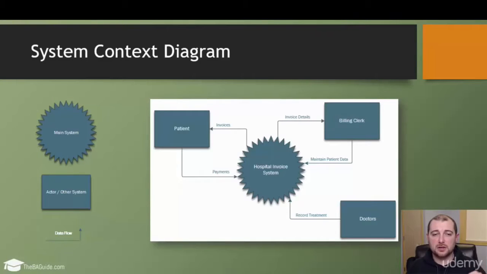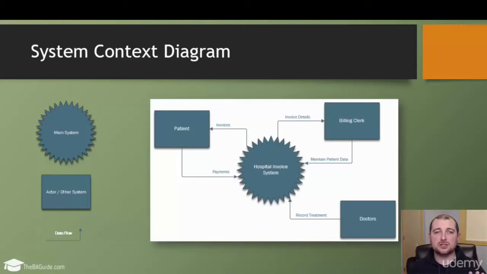Starting off with the patient receives invoices, that's why you have the arrow or the data flow going out, and the patient makes payments, and that's why you have payments going into the invoice system. Moving over to the upper right-hand corner, the hospital invoice system sends the invoice details to the billing clerk, and the billing clerk goes in and maintains that patient data. They go in and update the patient data within that hospital invoice system. And then finally, the doctors are recording treatment.